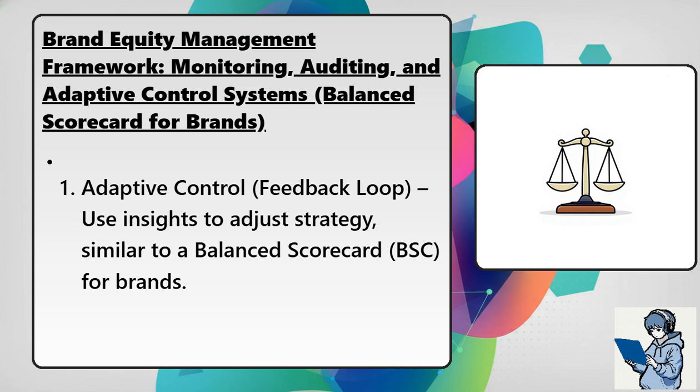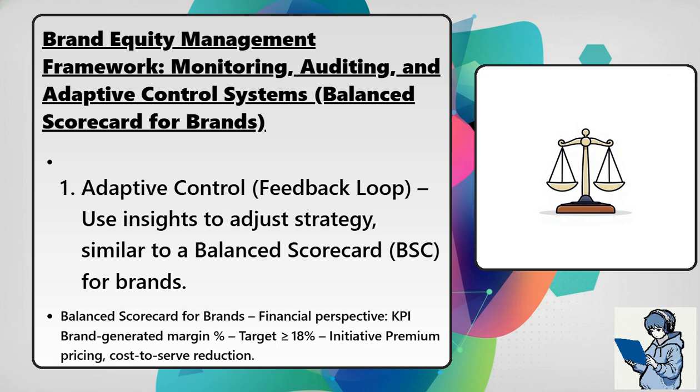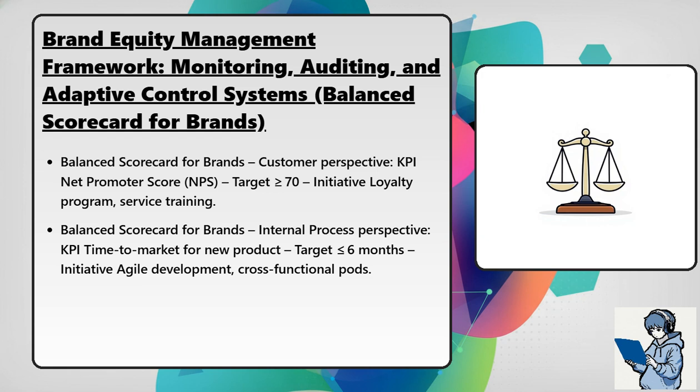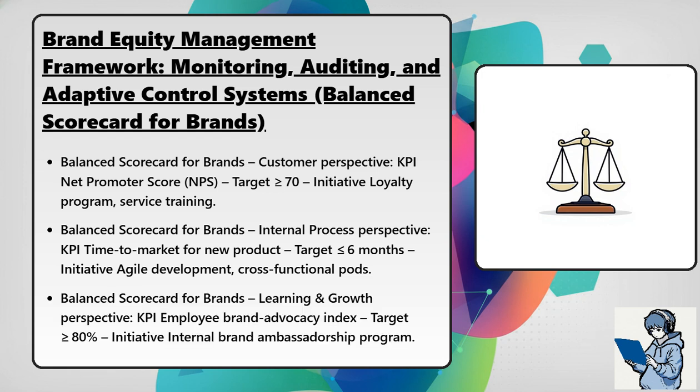Adaptive control feedback loop. Use insights to adjust strategy, similar to a balanced scorecard for brands. Financial perspective: KPI brand generated margin percent, target 18% or higher, initiative premium pricing and cost to serve reduction. Customer perspective: KPI net promoter score, target 70 or higher, initiative loyalty program and service training. Internal process perspective: KPI time to market for new product, target 6 months or less, initiative agile development and cross-functional pods. Learning and growth perspective.